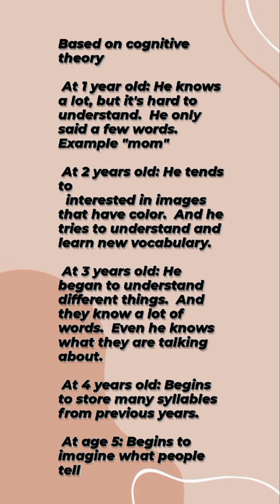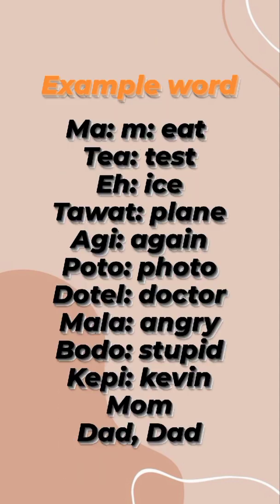Based on cognitive theory, at 1 year old, the child knows a lot, but it is hard to understand. He only says a few words, for example, mom. At 2 years old, he tends to be interested in images that have colors. At 3 years old, he begins to understand different things and knows a lot of words. At 4 years old, he begins to store many syllables from previous years, and at 8 years old he begins to imagine what people tell him. For example, words like mom, tea, and so on.